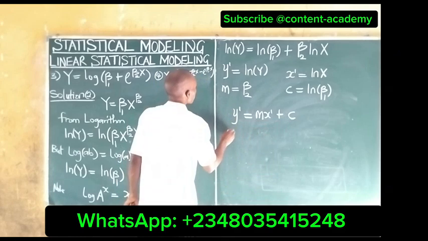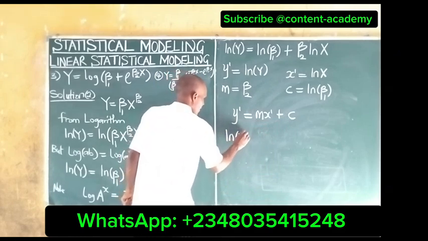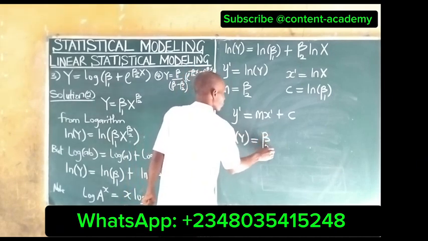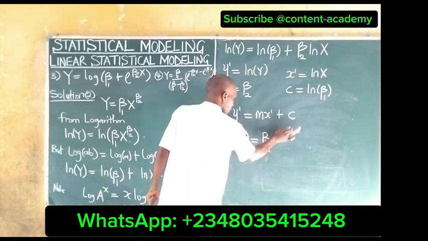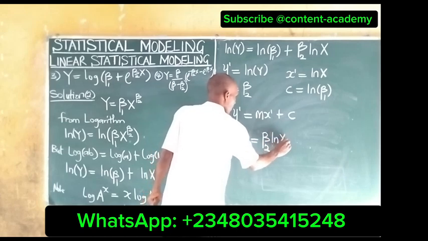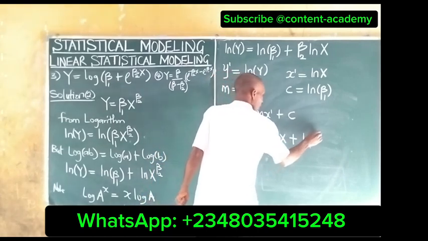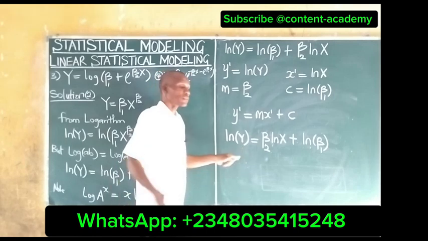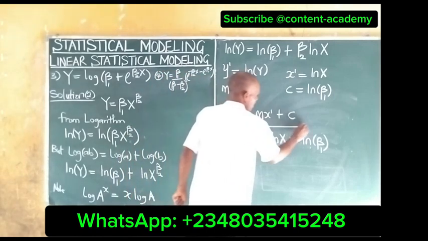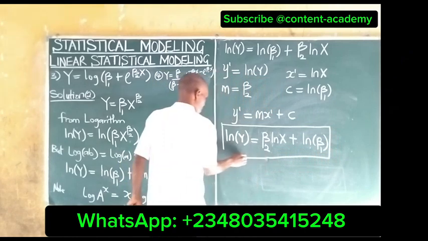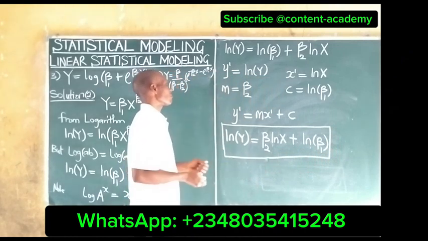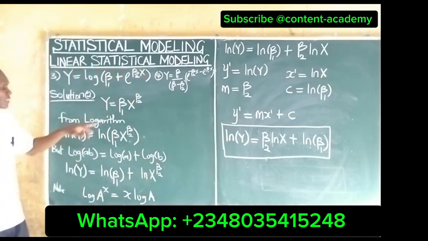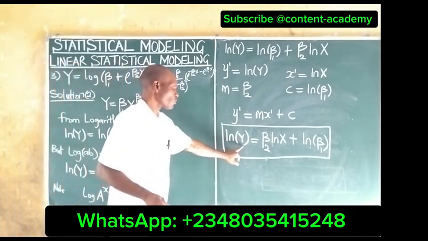So our transformed linear equation can be written as y equal to b2 ln x plus ln b1. So this is our transformed linear equation for number 2, for the solution 2 given.